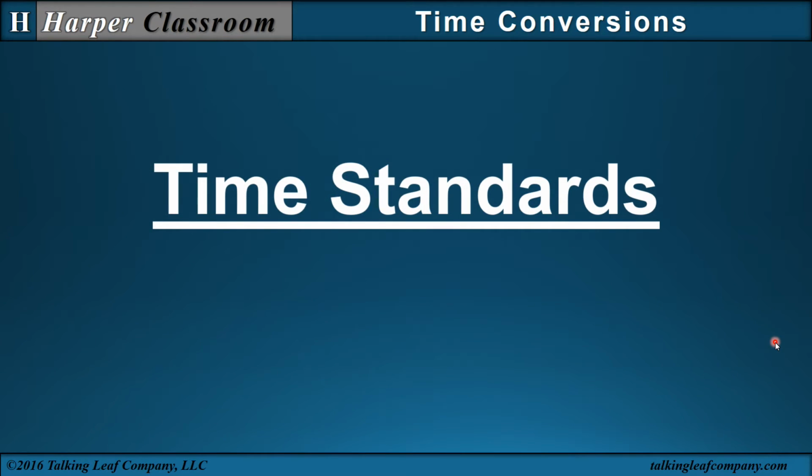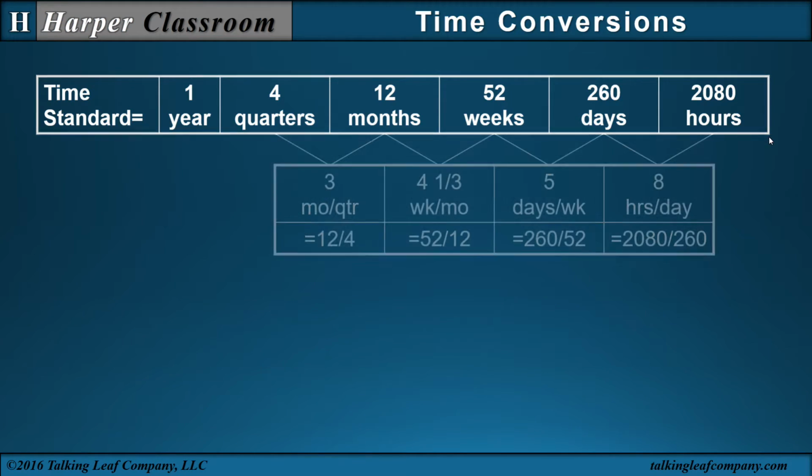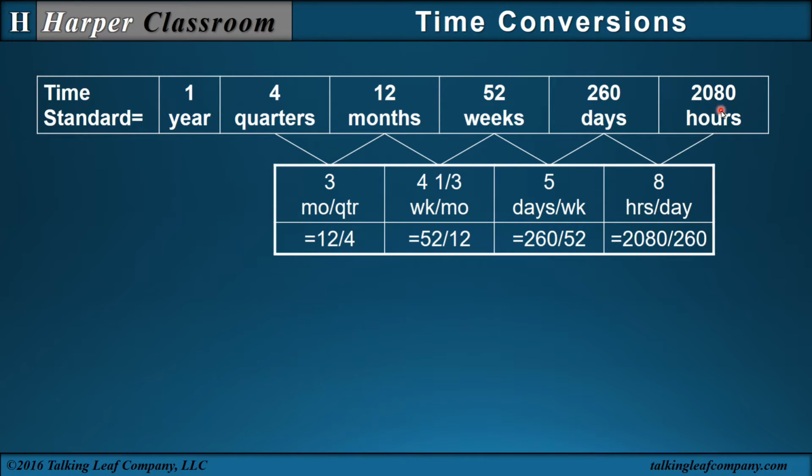Let's look at the time standards. The time standard I will use in this video is 1 year is equivalent to 4 quarters, 12 months, 52 weeks, 260 days, and 2,080 hours. These standards imply a certain set of relationships. For example, 2,080 divided by 260 is equivalent to 8 hours per day.